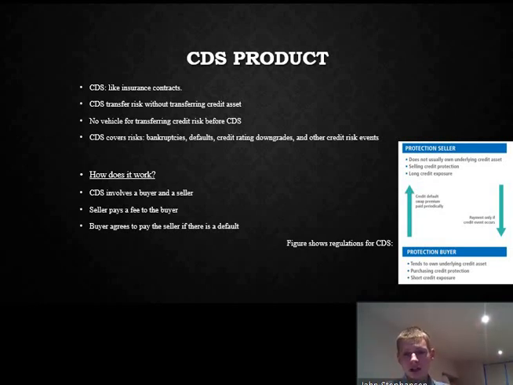The figure here on the slide shows the CDS between the seller, who is the protection buyer, and the risk buyer, who is the protection seller. I also want to note that the figure here shows the applicable regulations in credit default swaps to ensure buyer and seller protection during the transaction.